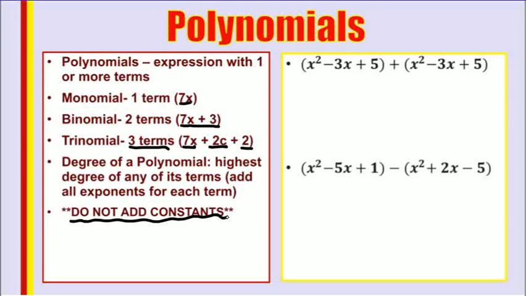Okay, so first off, let's add these up. So I'm adding x squared minus 3x plus 5 to x squared minus 3x plus 5.